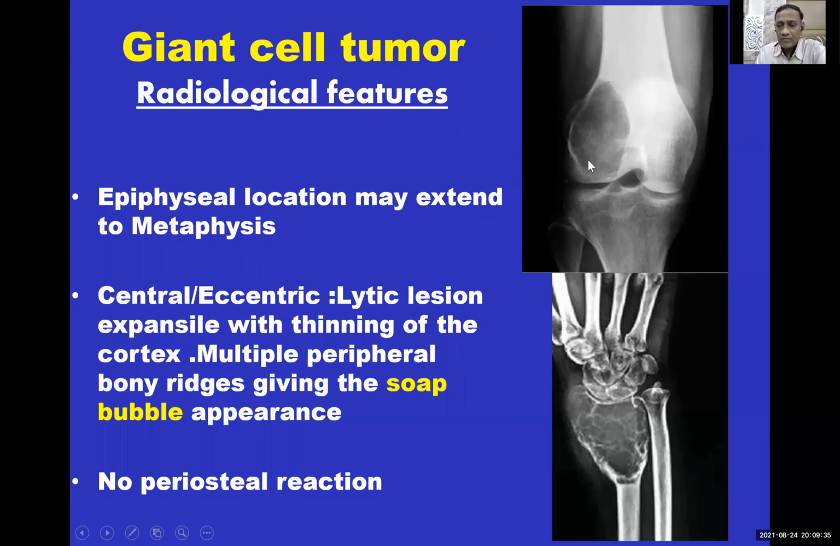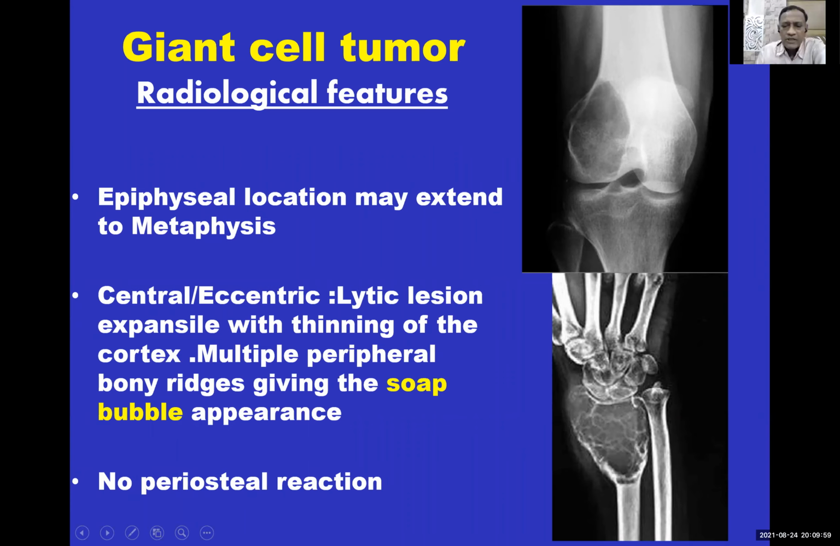It starts in one of the corners of the epiphyseal location, and it spreads to the opposite condyle or towards the medulla. So it's a lytic lesion, expansile with thinning of the cortex. Multiple peripheral bony ridges give rise to the soap bubble appearance, and there is no periosteal reaction.